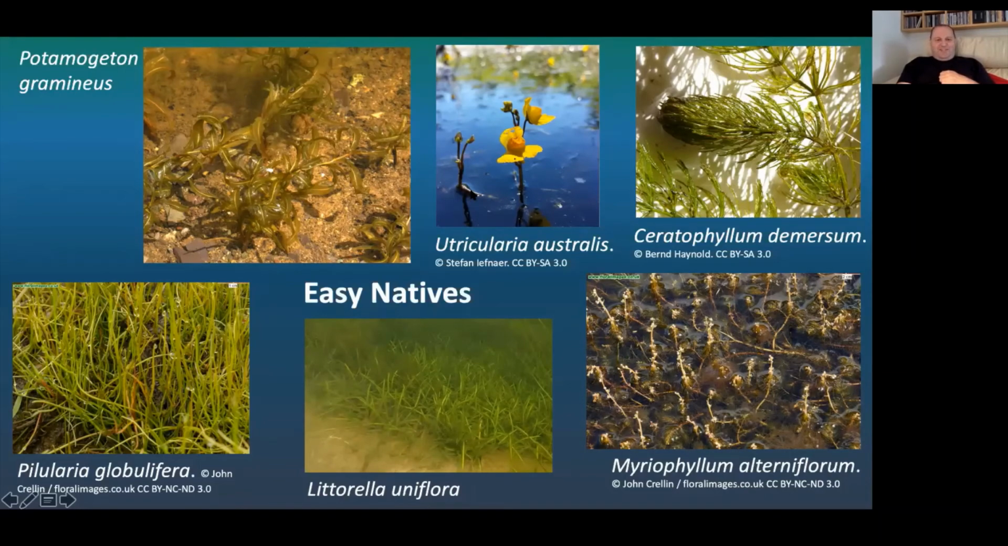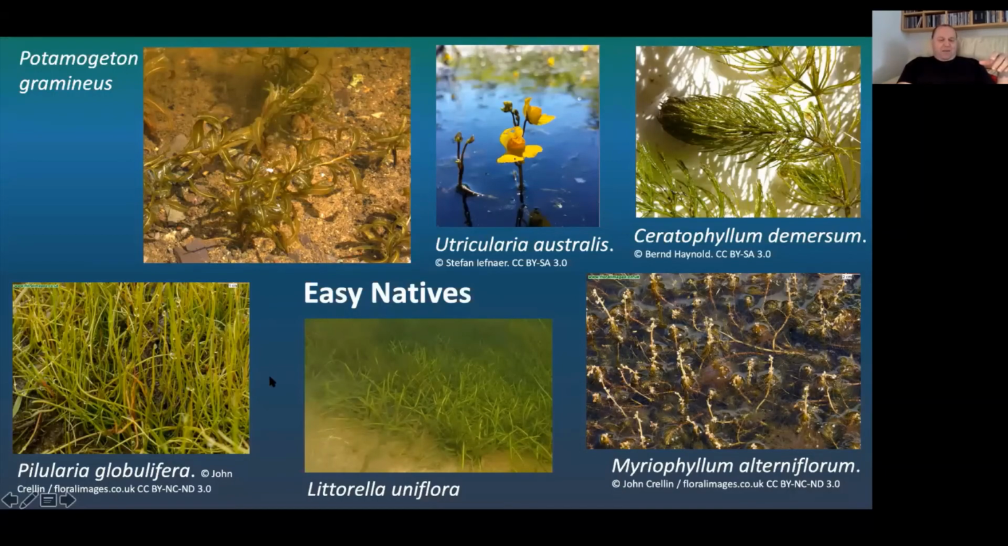Bladderworts. These are stunning little plants. They produce these sort of feathery foliage with little traps on, and they eat water fleas. So the water flea will swim past and trigger the trap, and then it'll suck the water flea in. They also have very, very pretty yellow flowers, which are worth growing for in their own right.